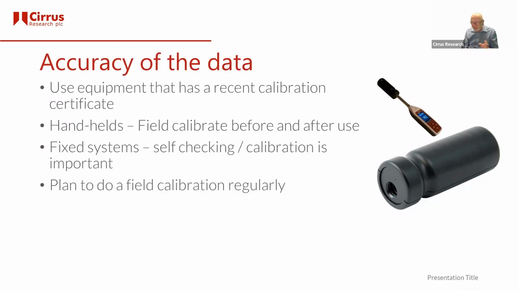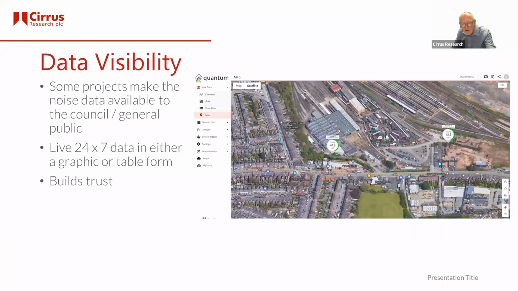But it's also important to do a field calibration on these fixed systems, typically maybe every 3 months, because even though it's got its own internal measurement checking system, it's always best to put an acoustic calibrator on a regular basis just to check it out. It doesn't harm, and it's probably best practice to do that.